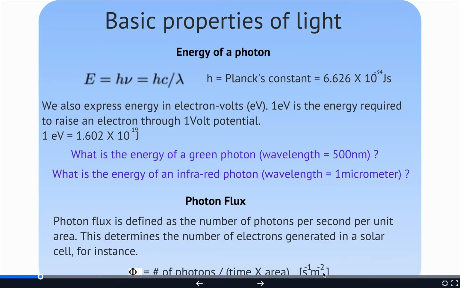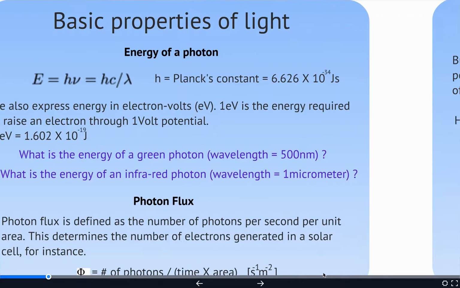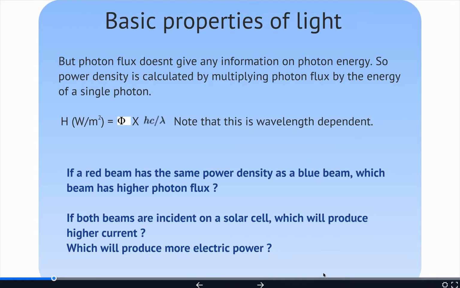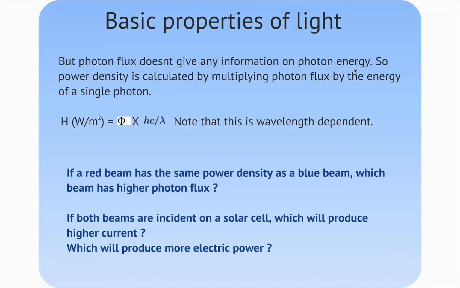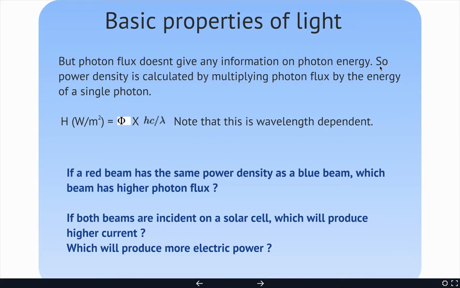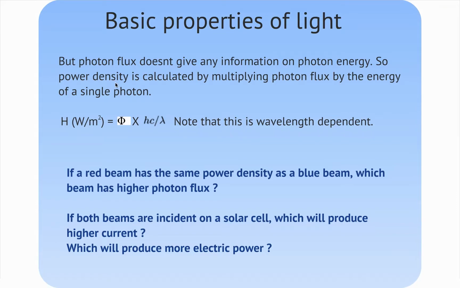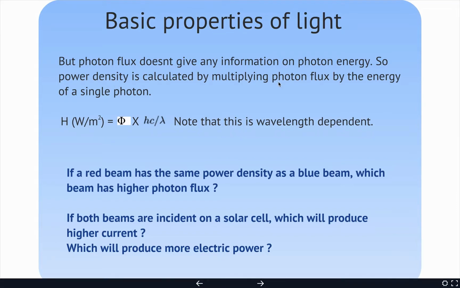Okay, now let's look at some examples again to get a feeling for it. Well, actually, you have to define one other thing. Photon flux doesn't give any information on photon energy, right? It just gives you the number of particles flowing through. It doesn't tell you how much energy there exists in each particle. So in order to compute power density, in other words, how much power per unit area is there in a stream of photons, you need to calculate that by multiplying the photon flux by the energy of each photon.